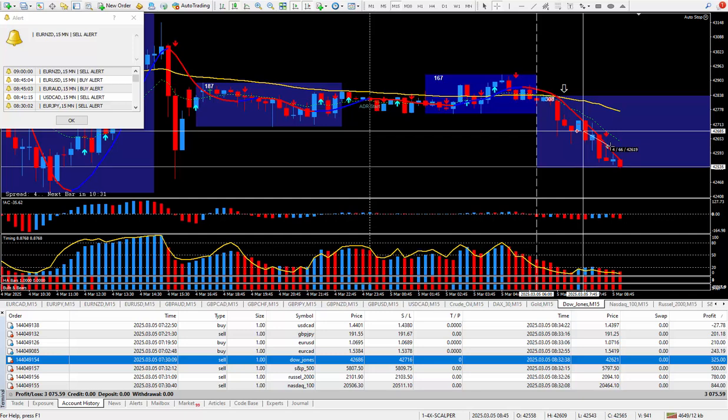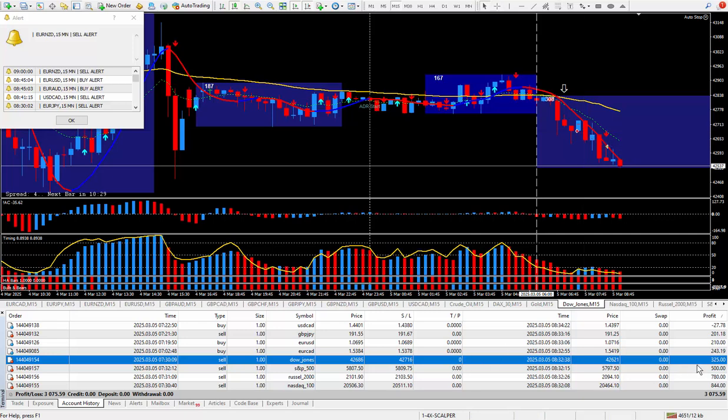Well, a little bit of a hard time, but anyhow, it is 65. And all of those ticks paid out $325. Let's move on to the next trade.